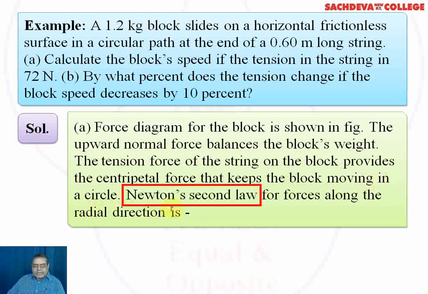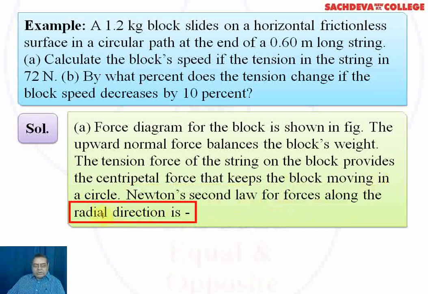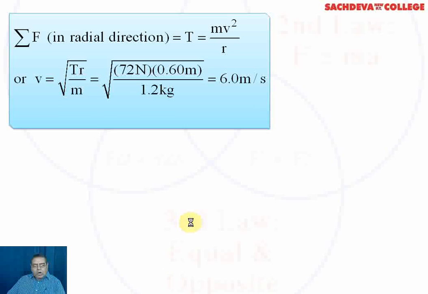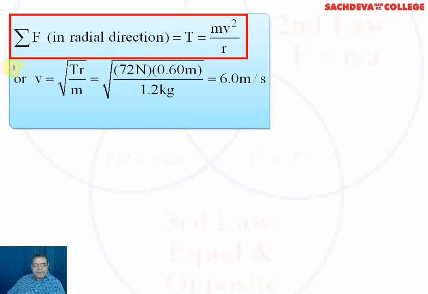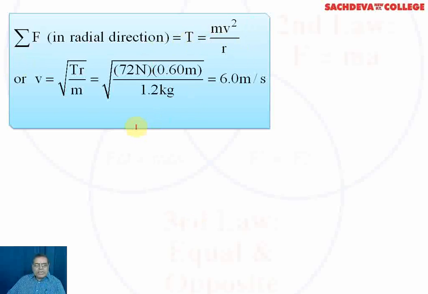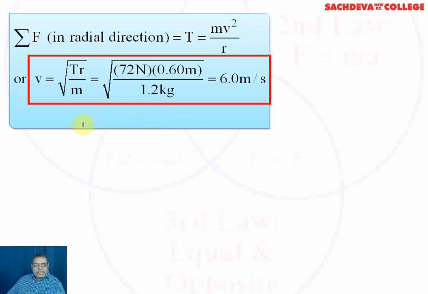Newton's second law for the force along the radial direction is F equal to mass into acceleration, or we will say F in the radial direction is tension, that is mv square over r. We can write this equation as v is equal to the square root of T into R by M. That is what we calculated from T is equal to mv square by R. And then we computed the values, and the value calculated to be 6 meters per second.